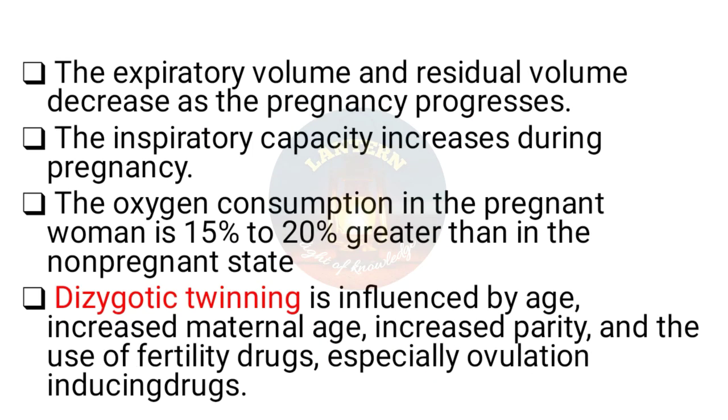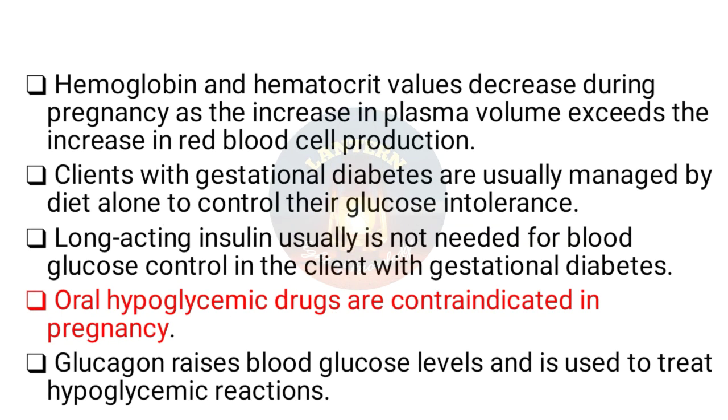The expiratory volume and residual volume decrease as pregnancy progresses. The inspiratory capacity increases during pregnancy. The oxygen consumption in the pregnant woman is 15 to 20% greater than in a non-pregnant state. Dizygotic twinning is influenced by age, increased maternal age, increased parity, and the use of fertility drugs, especially ovulation-inducing drugs. Hemoglobin and hematocrit values decrease during pregnancy as the increase in plasma volume exceeds the increase in RBC production.